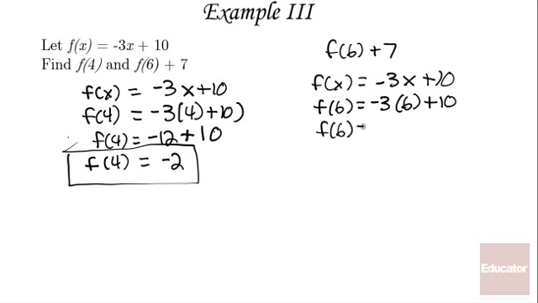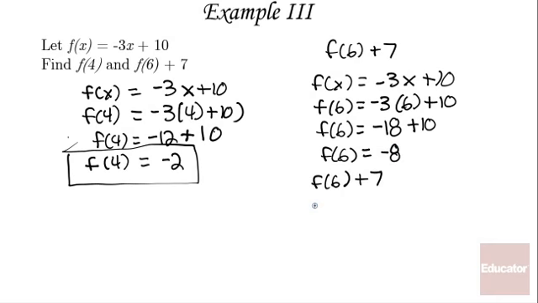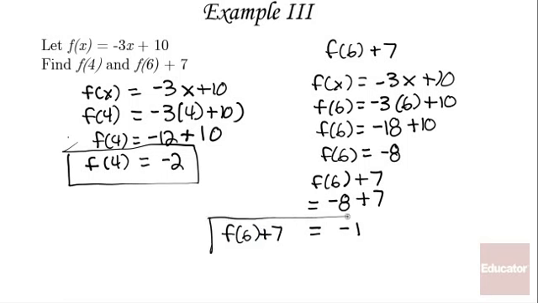So f of 6 equals -18 plus 10. F of 6 equals -8. But what I was asked to find is f of 6 plus 7. So in lieu of f of 6, I'm going to substitute in -8, and I'm going to add 7 to that, and I'm going to get -1. So f of 6 plus 7 equals -1.